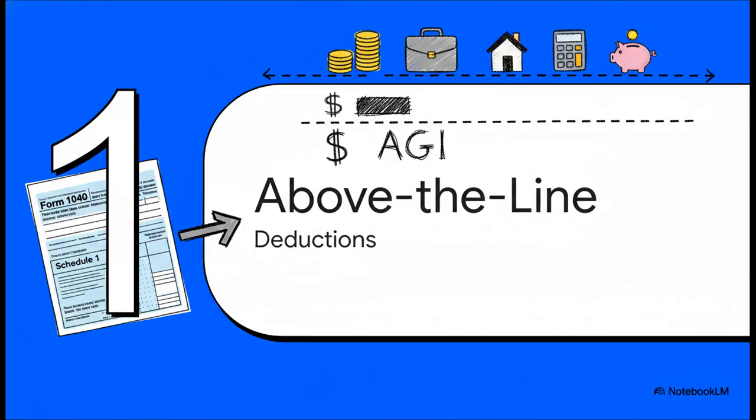So what exactly are these deductions? Well, they're called above the line for a super simple reason. On the tax form, they sit literally above the line where your AGI is calculated. You'll find them all laid out on Schedule 1 of the Form 1040. Let's jump into some of the most common ones.